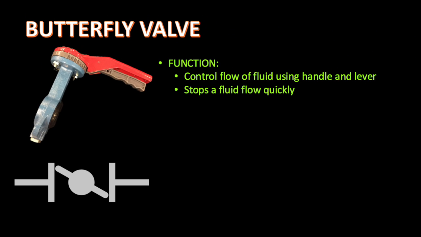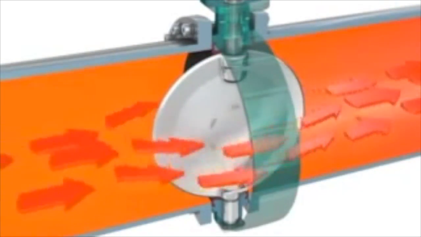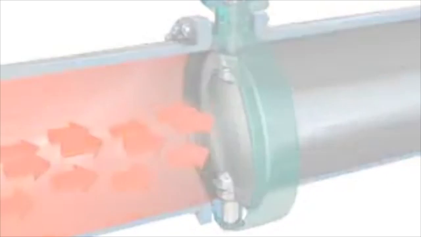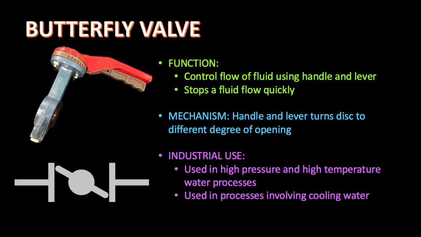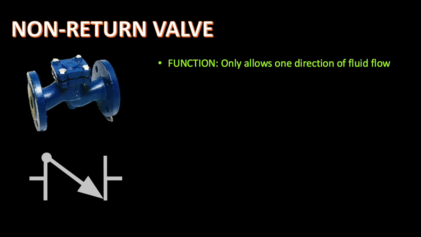A butterfly valve controls the flow of fluid by turning the handle and lever, and is capable of stopping a flow of fluid quickly. A disc can be adjusted to a different degree of opening to control the fluid flow using the handle and lever. It is industrially used in high pressure and high temperature water processes and in processes involving cooling water.